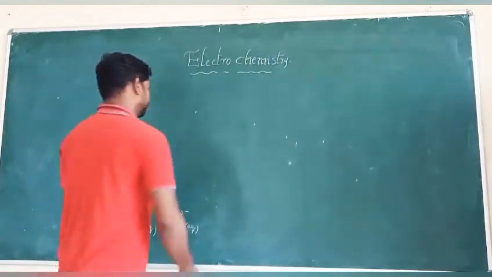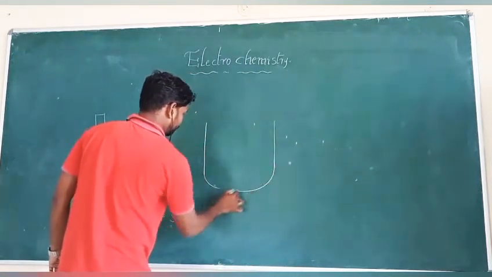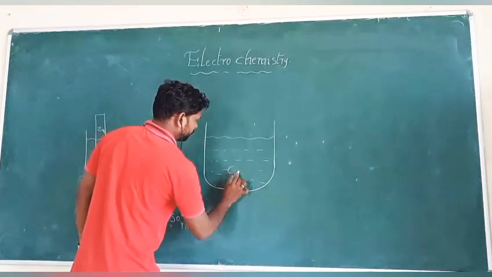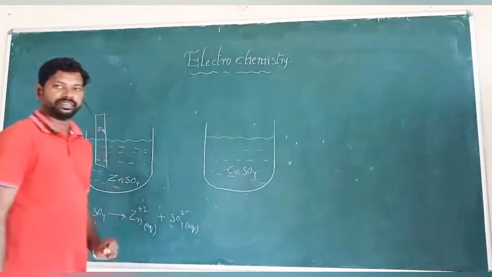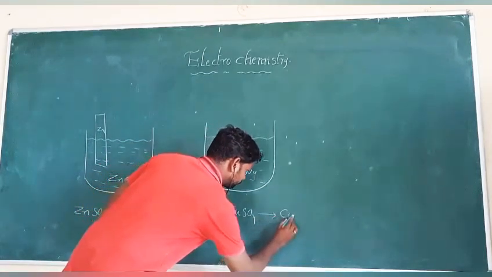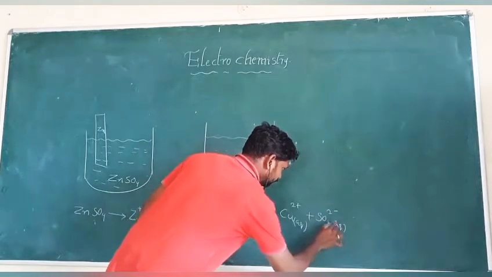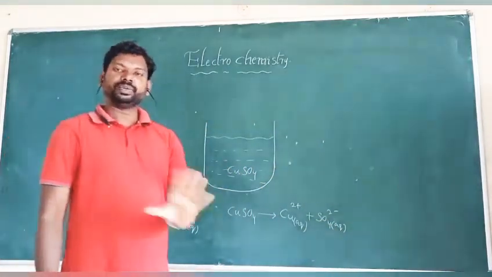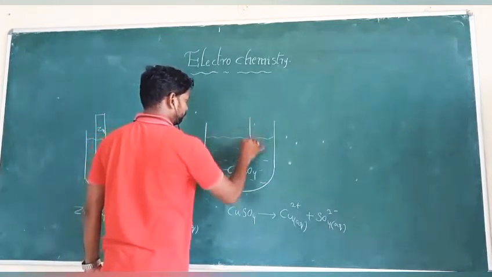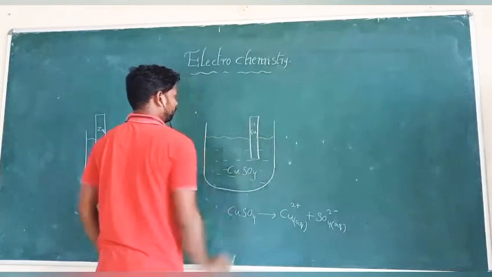I am taking one more container, in which I am taking one more electrolyte. Here I am taking a copper sulfate solution, CuSO4. This copper sulfate solution ionizes into Cu2+ ions and SO4 2- ions. This solution is also electrically neutral. In this copper sulfate solution, I am dipping one copper rod, Cu.